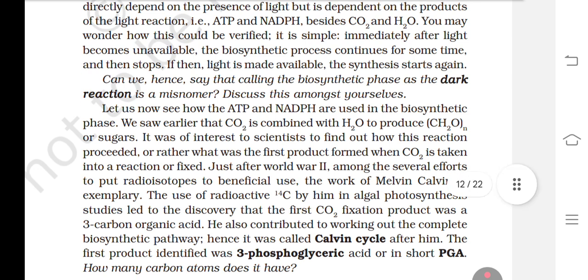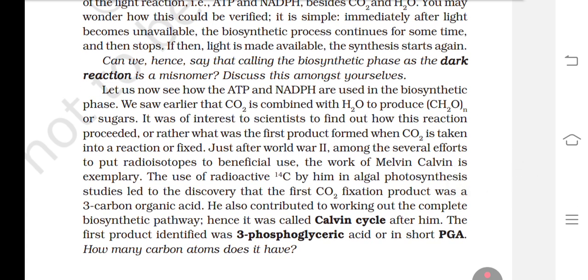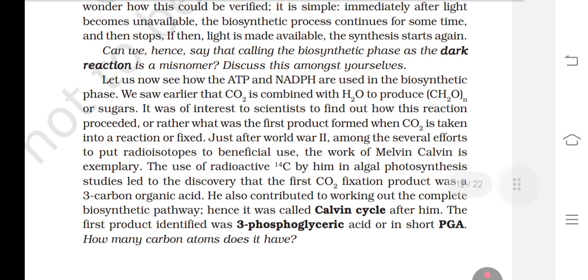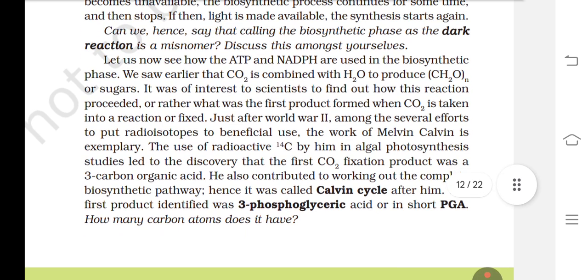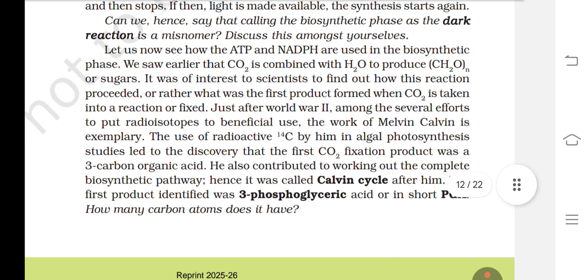You may wonder how this could be verified. It's simple. Immediately after light becomes unavailable, this biosynthesis process continues for some time and then stops. If light is then made available, the synthesis starts again.